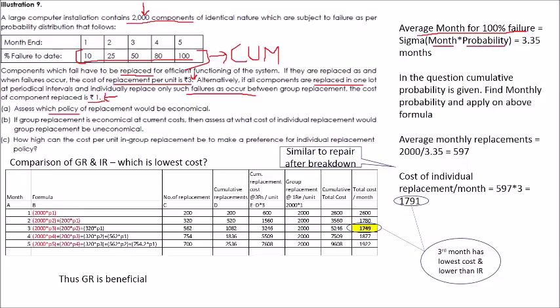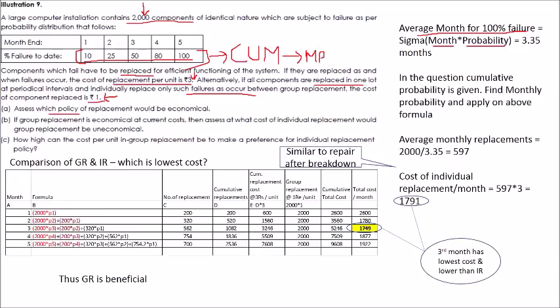For the first month, what is the probability? What is given in the question is cumulative. So for the second month, it is the second month minus the first month. The first month probability is nothing but 10%. For the second month, it is 25 minus 10, which is equal to 15%. So guys, just have that in mind. This is the cumulative probability. From the cumulative probability, you need to find the monthly probability.